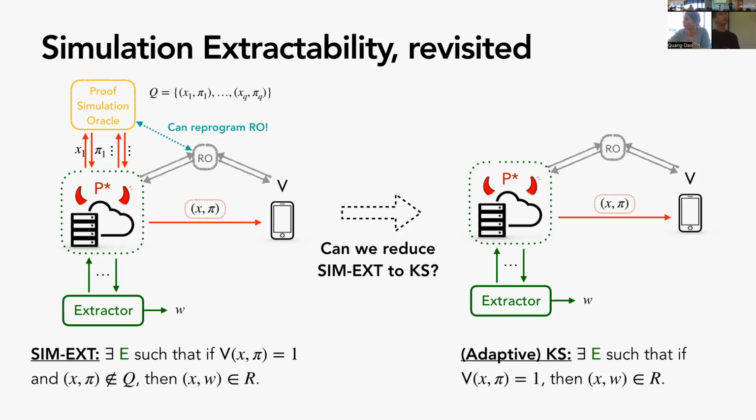So in SIM-EXT, you have it if (x, pi) is not in Q, where Q is the set from the simulation oracle. Does it not say anything about if (x, pi) is in Q? Yeah, it doesn't say anything, because this is a trivial way to make the verifier accept, right? You ask for simulated proofs and you send the same proof. Okay.